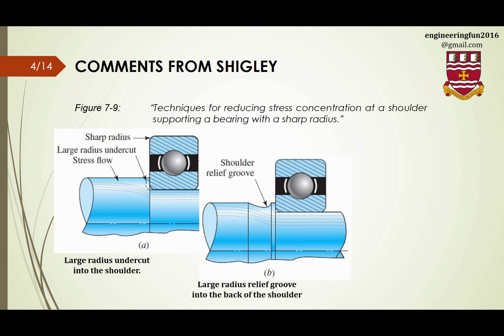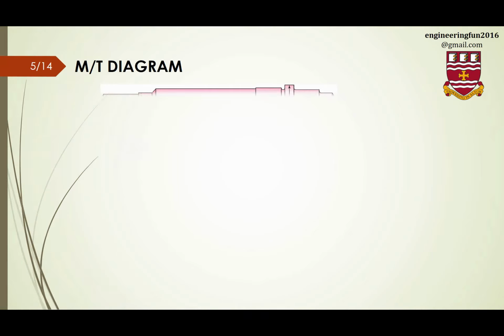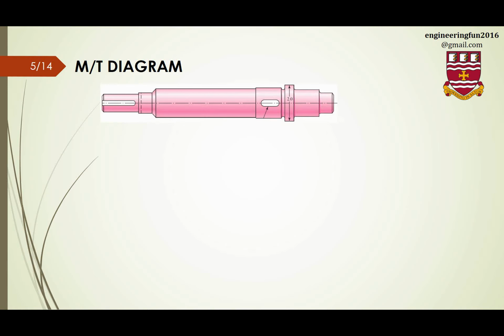Another method is if we make a relief groove just before the bearing here, for example, before the shoulder, and it's called large radius relief groove into the back of the shoulder, like here. And a third method is when we have a large radius relief groove at this point, just before the shoulder. So these three methods can be used when you want to reduce the stress concentration at the shoulder. Okay. Now we can come back to our example.